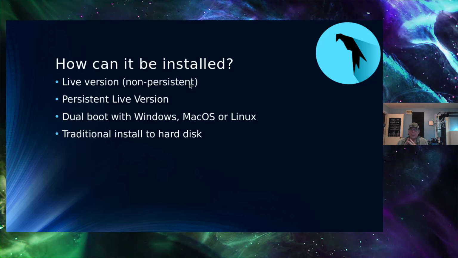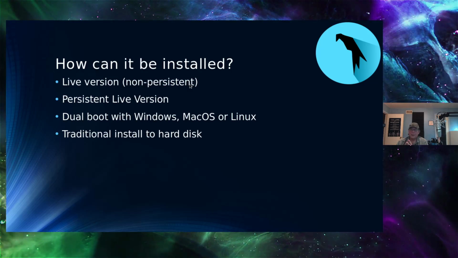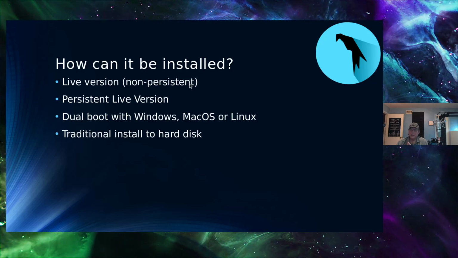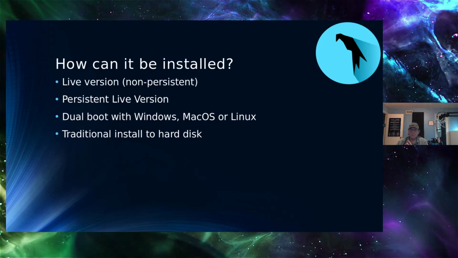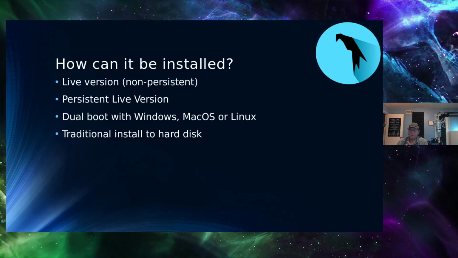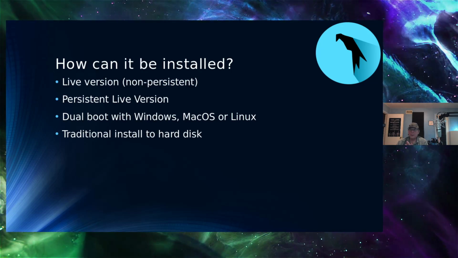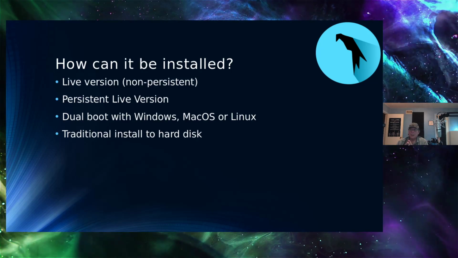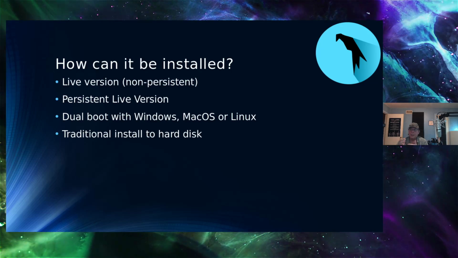So how can it be installed? Well, there's a number of ways you can install it. There's the live version, which is non-persistent, so any data you save is gone the next time you reboot. There's also a way that you can persist parts of the live version, not all of it, but you can persist some of it. And then there's another way I didn't have on here, which is persist encrypted. So the data that is persisted will be encrypted.